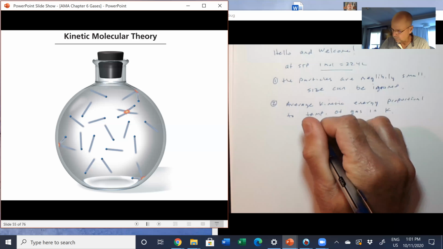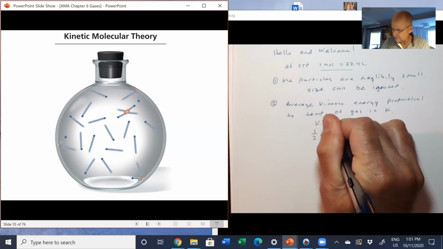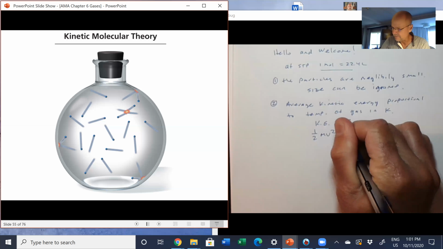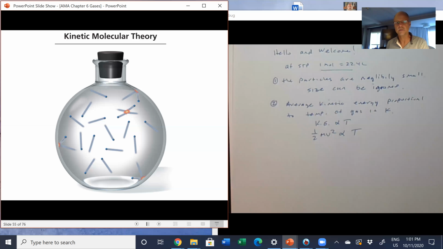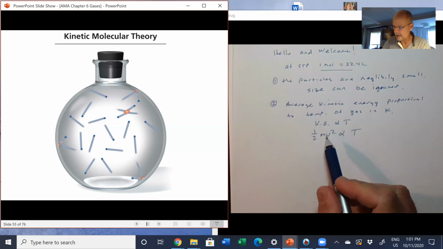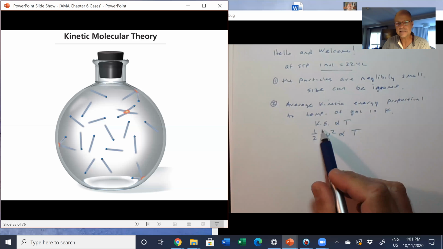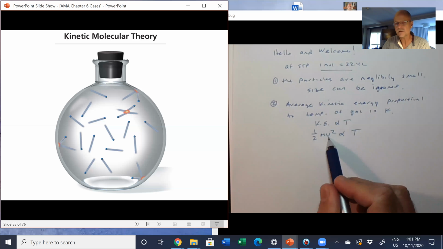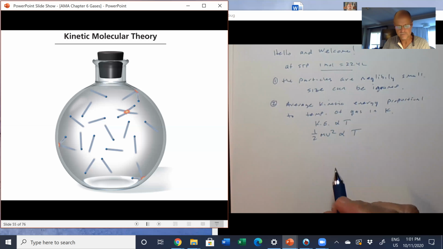We can also say that since kinetic energy is 1/2 mv squared, we can say that 1/2 mv squared is proportional to temperature, okay? So notice that at a given temperature, the more massive a gas is, the higher its mass, the slower its average velocity will be. And we'll look at that a little more carefully in a minute.